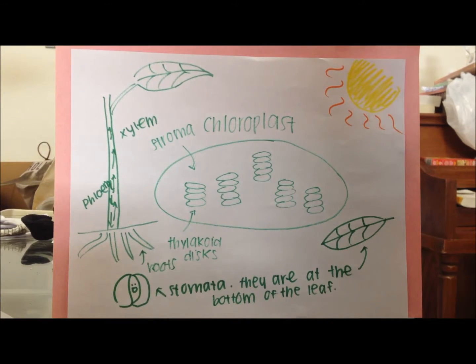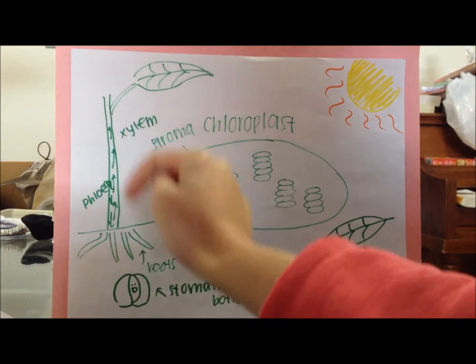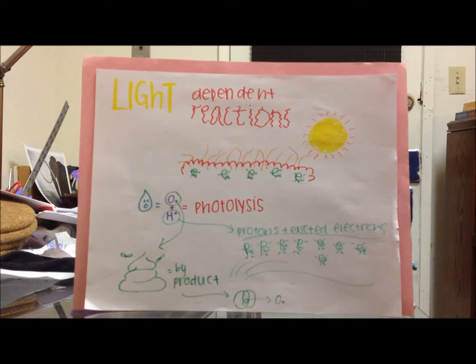Then by active transport of minerals and water followed by osmosis, it travels up the xylem. The stem has two parts, the xylem, which controls the stuff that goes up, and the phloem, which controls the stuff that goes down. First process is the light-dependent reaction.